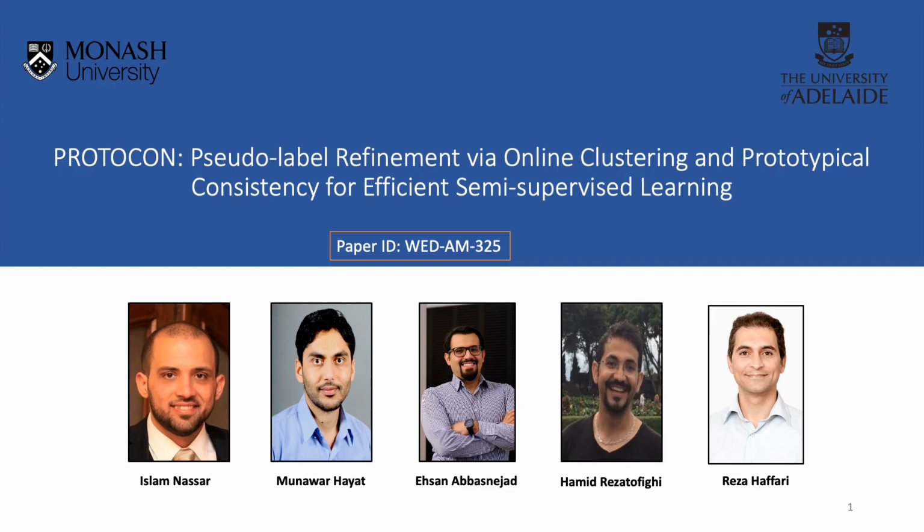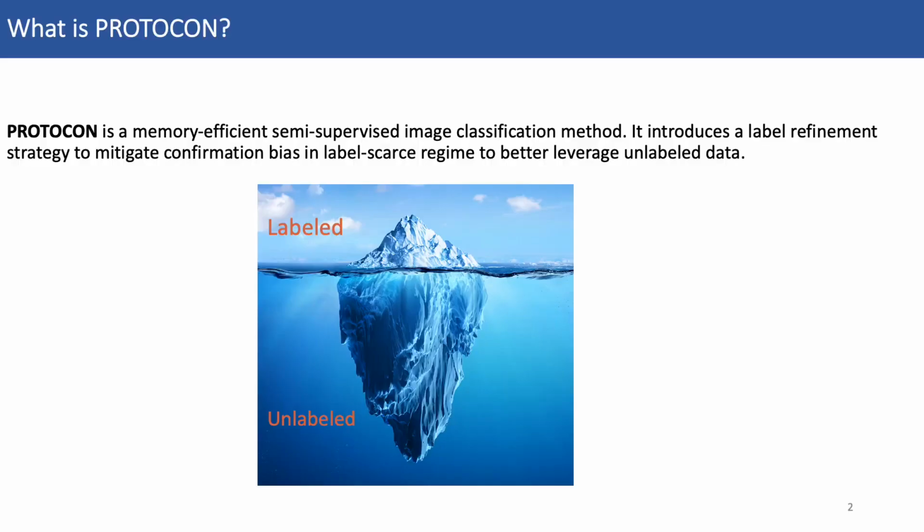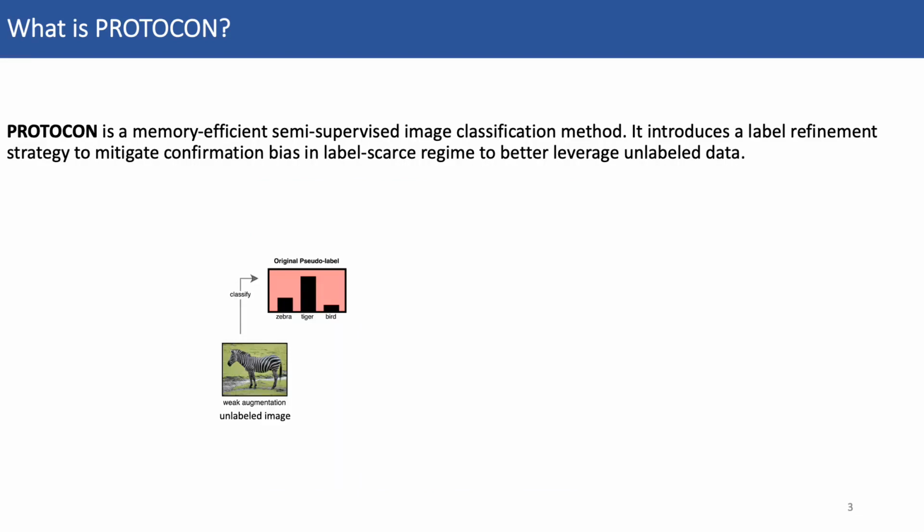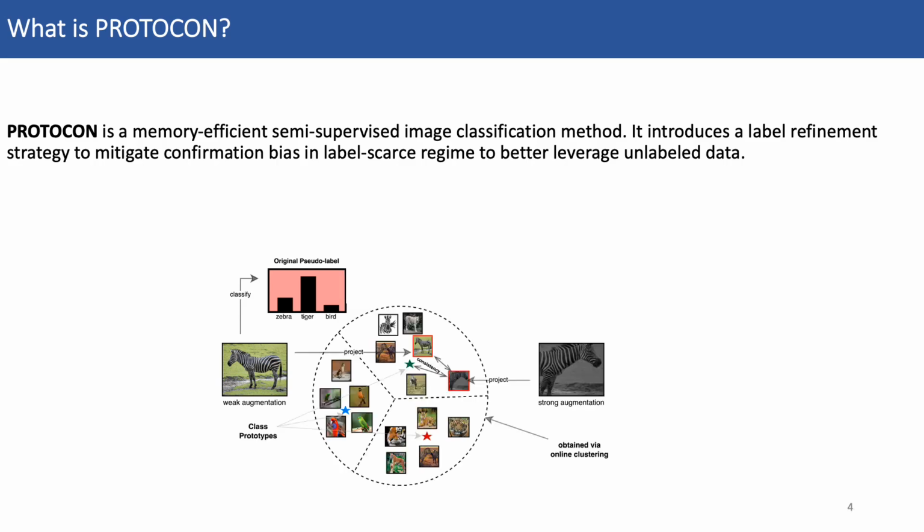Hi everyone. We introduce ProtoCon for semi-supervised image classification. ProtoCon addresses label-scarce regimes when only a very small portion of the data is labeled. First, for each unlabeled image, we obtain a pseudo-label, which is the model's softmax probability. However, this is usually prone to overconfidence, which increases the chances of a confirmation bias.